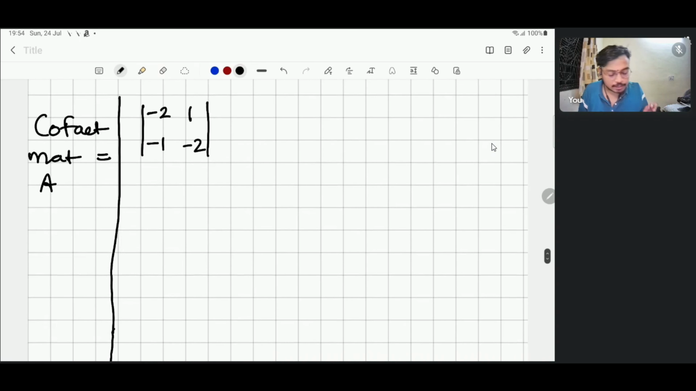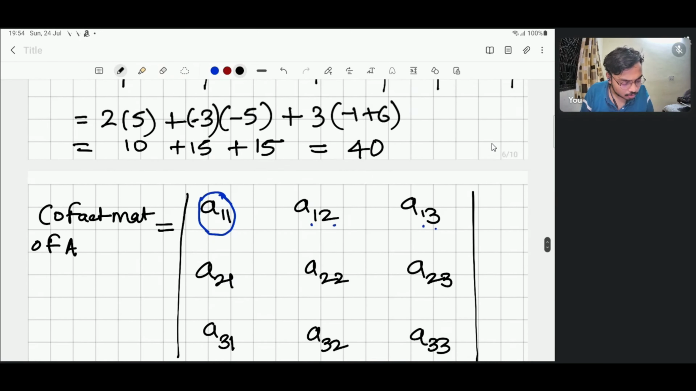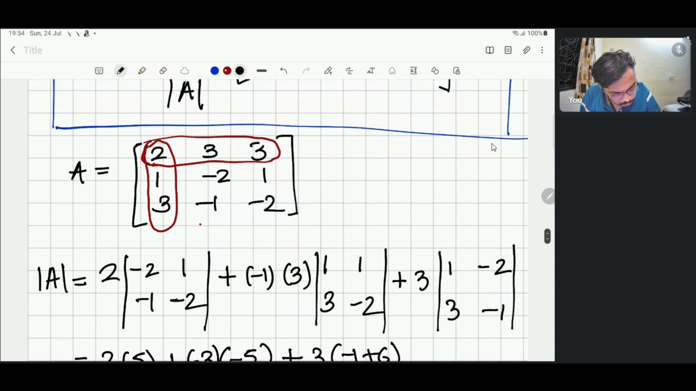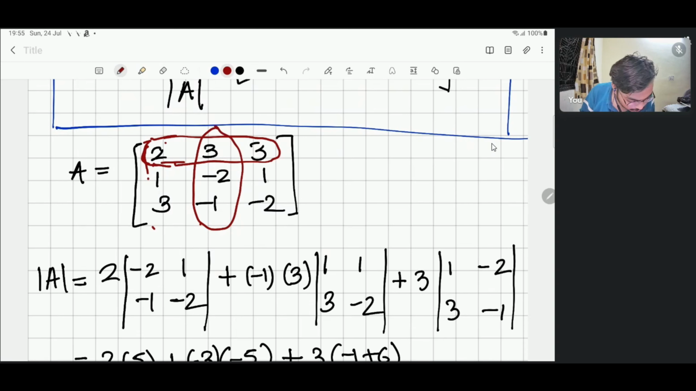Second element. The second element is first row second column. Then we will close the first row and second column. Whatever is remaining, 1, 1, 3, minus 2. Right?